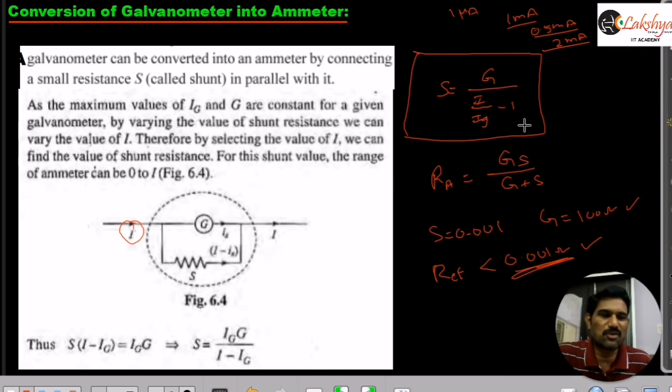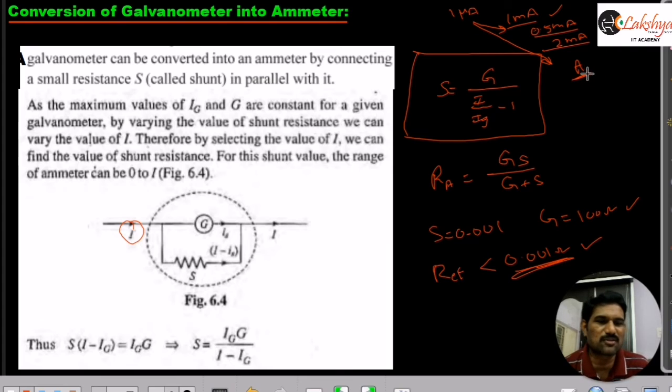That means the same device will now measure the current in milliamperes, or depending on the range, it may measure the current directly in amperes, right? So we are increasing the range from microamperes to milliamperes, or from microamperes to amperes. This process has to be done, and that is nothing but what we call calibration.